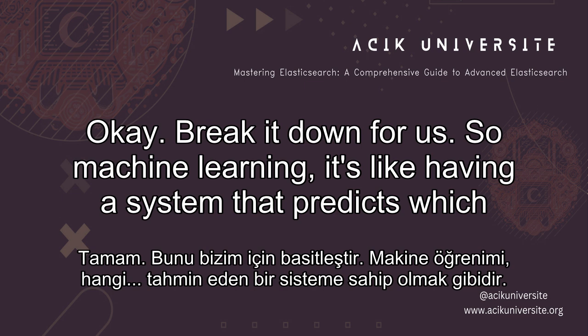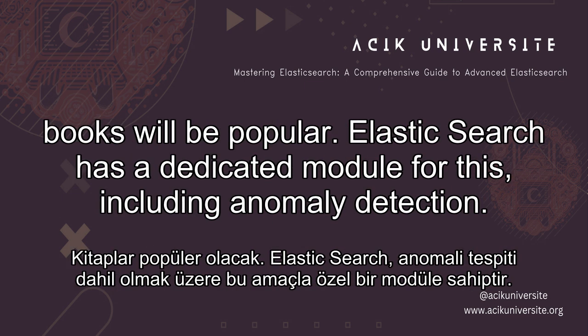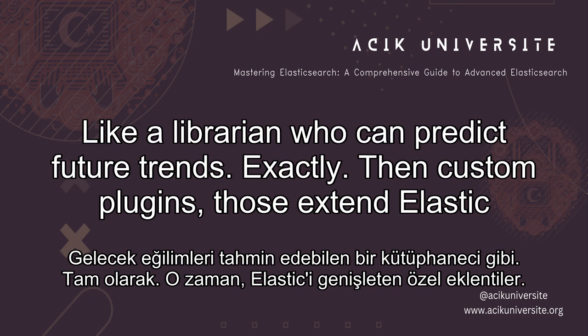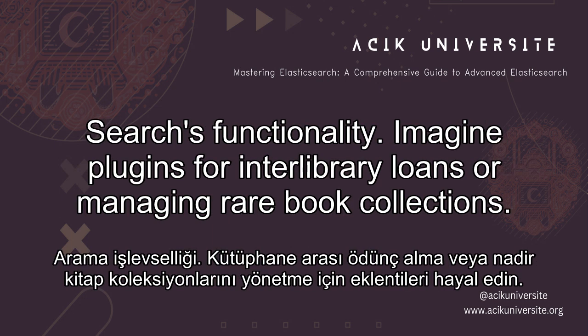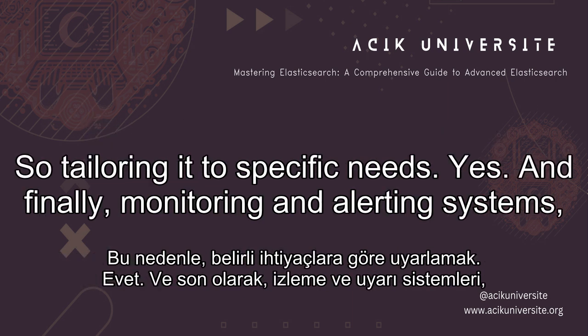So machine learning, it's like having a system that predicts which books will be popular. Elasticsearch has a dedicated module for this, including anomaly detection. Like a librarian who can predict future trends. Exactly. Then custom plugins, those extend Elasticsearch's functionality. Imagine plugins for interlibrary loans or managing rare book collections. So tailoring it to specific needs.